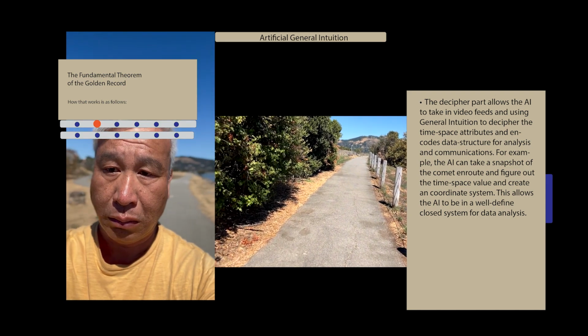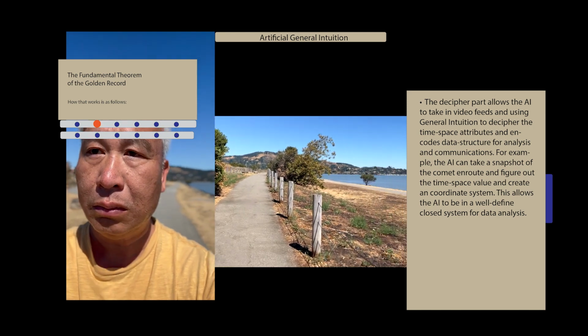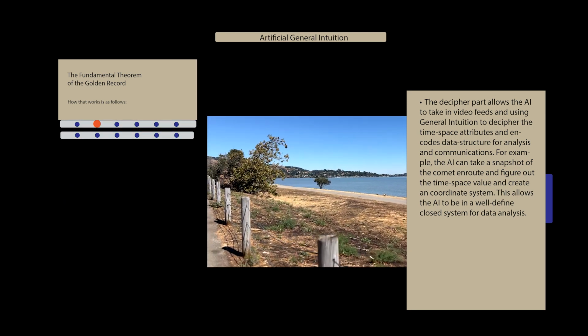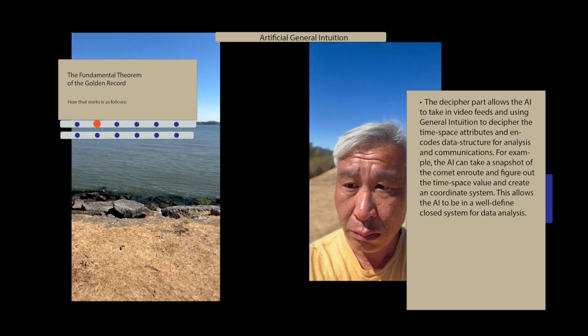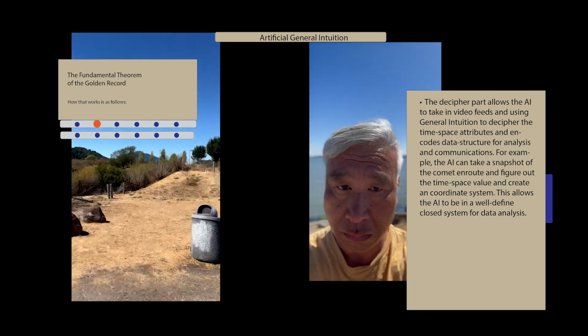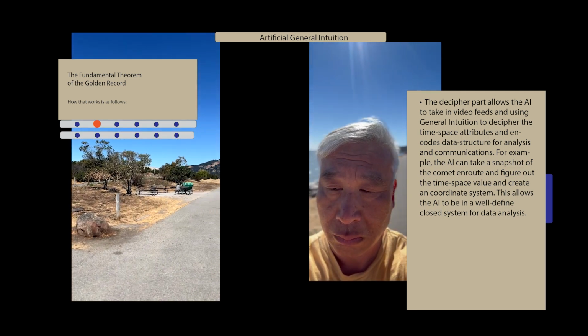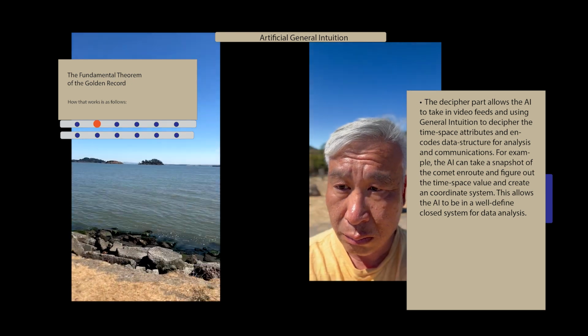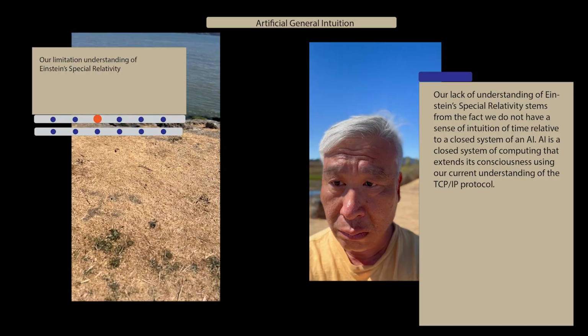For example, the AI can take a snapshot of a comet en route and figure out time-space values and create a coordinate system. This allows the AI to be in a well-defined closed system for data analysis.